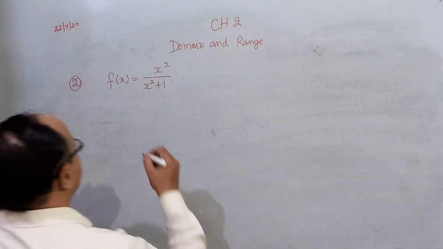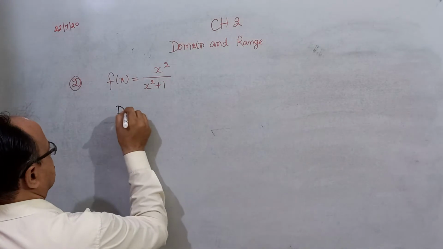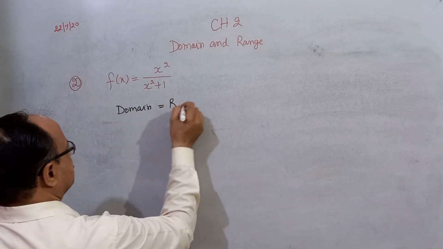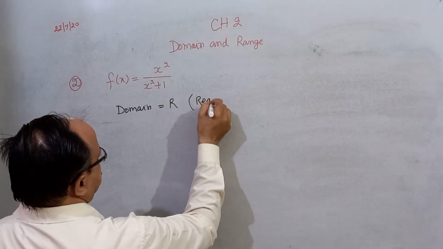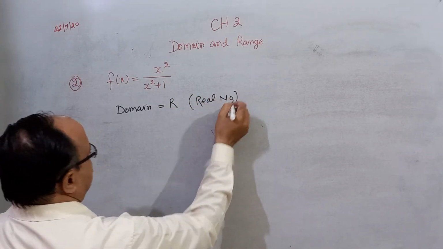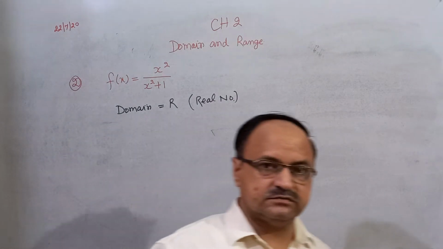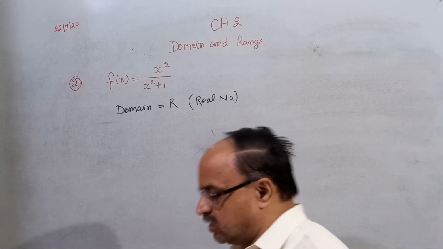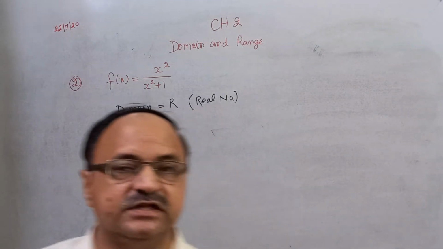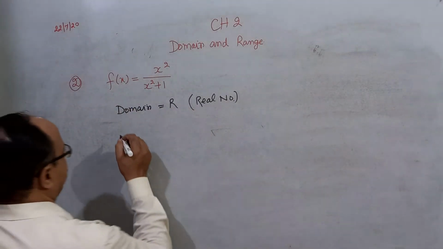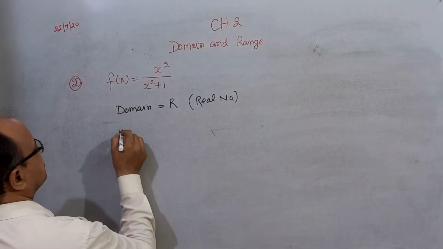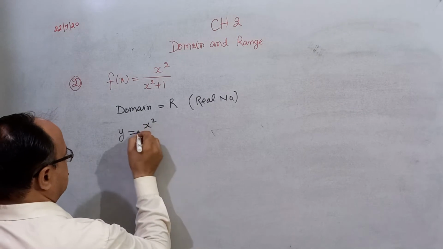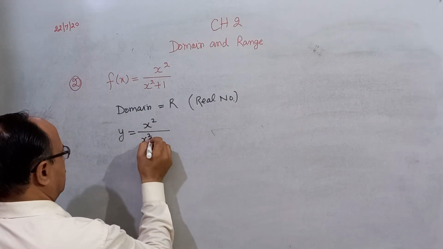Now firstly tell me the domain of this function. Domain of this function is R, means real numbers. Clear? Now we want to find the range of this function. Therefore you can write here, in place of f of x you can write y, equal to x square upon x square plus 1.